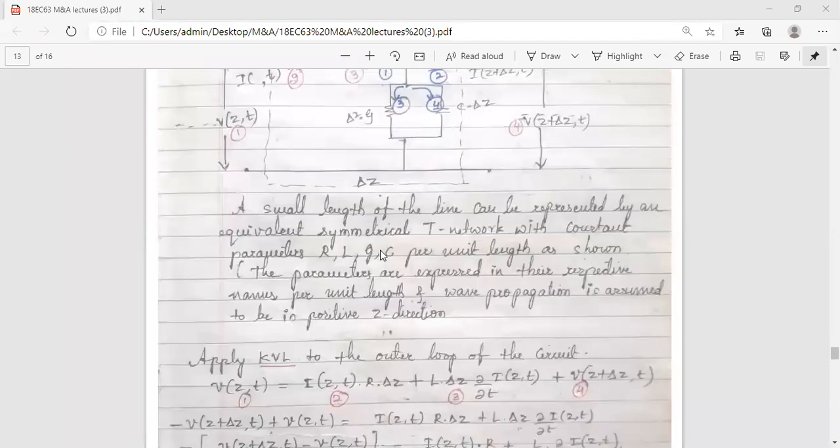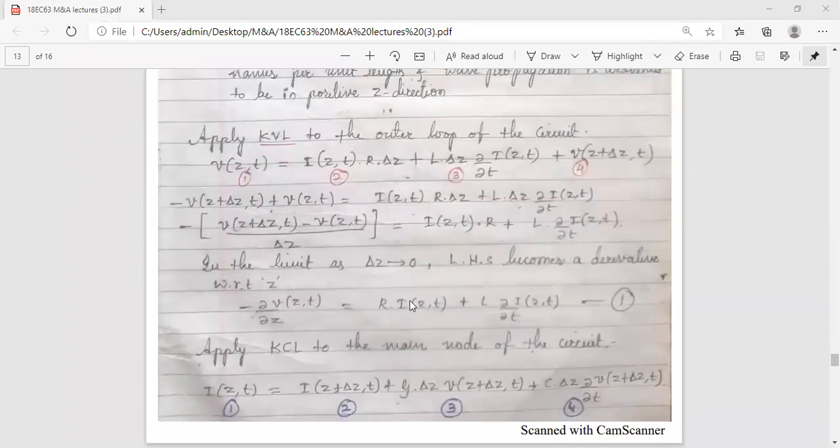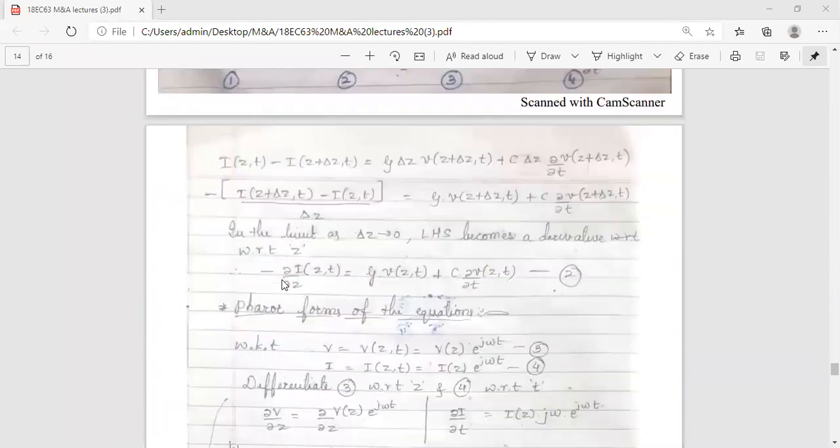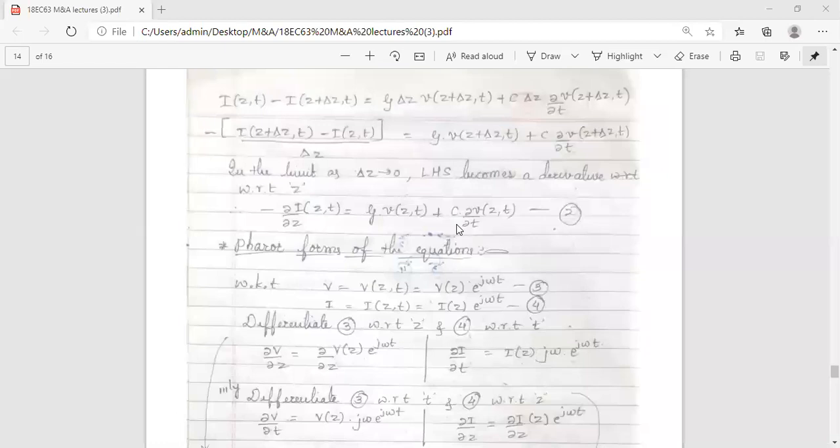We got some equations. You can see equation 1. After applying KVL, we got this equation 1. And after applying KCL, we got this equation 2. Let me highlight it. This is your equation 2.